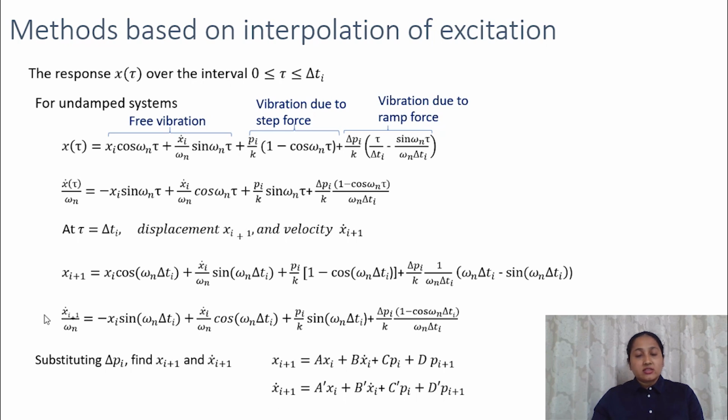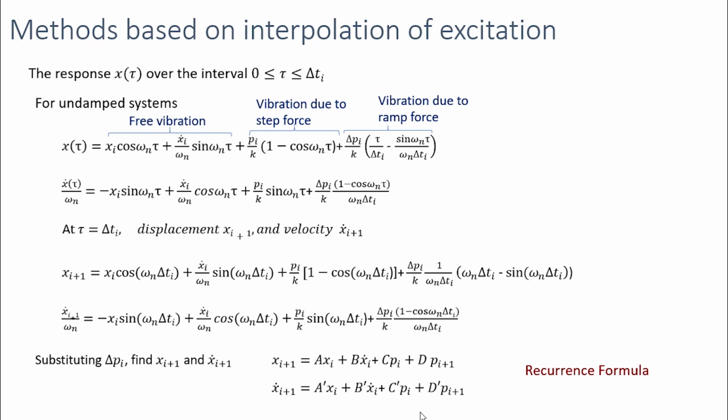Similarly, if we rearrange this equation, we will get this expression. And here again, this a prime, b prime, c prime and d prime are functions in terms of sin omega t and cos omega t. These formulas are called recurrence formulas. So if we know the value of the displacement and velocity at the ith time instant, we can calculate the value of the displacement and velocity at the I plus 1 time instant. Similarly, we can calculate the displacement and velocity for each of the time instants.